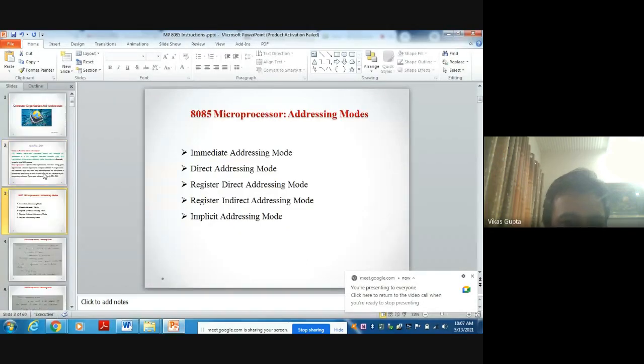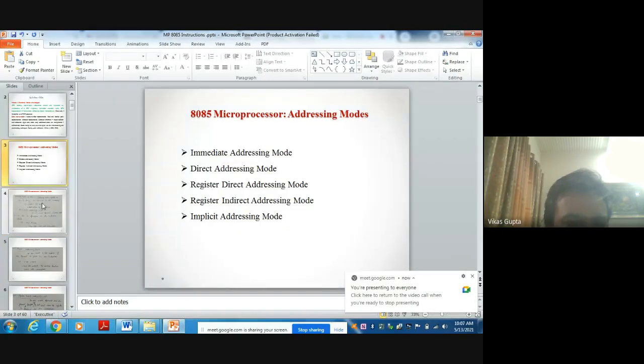So we have the addressing modes. What is addressing mode? The addressing mode is a way of specifying the operand and the opcode. How we are actually making the instructions.